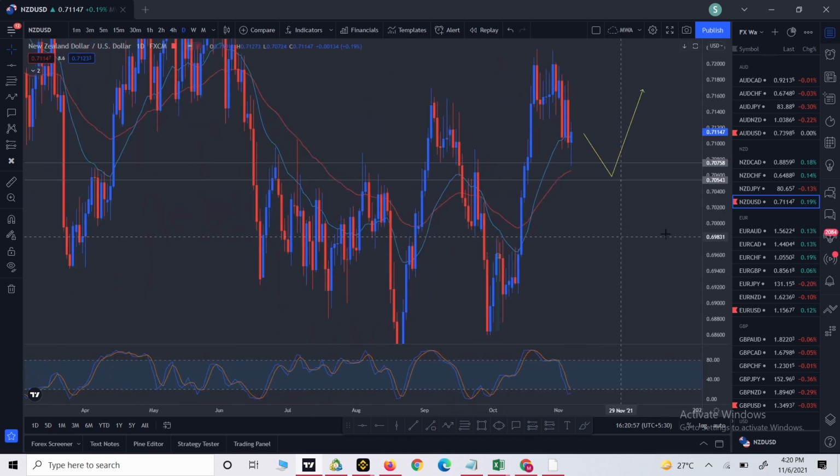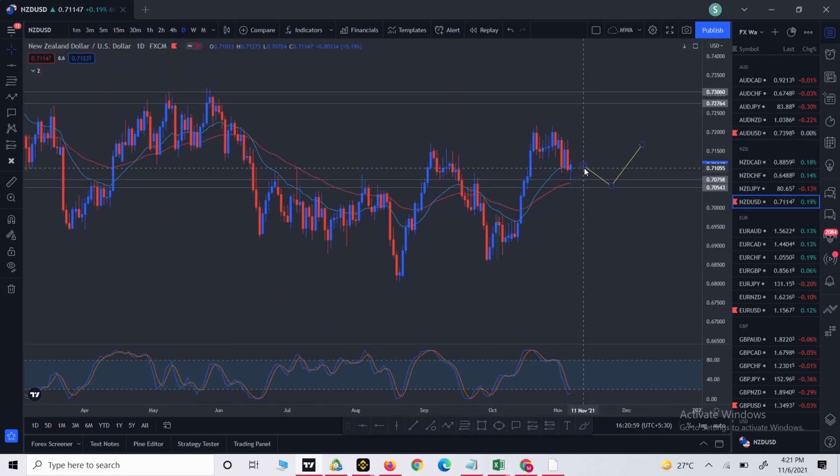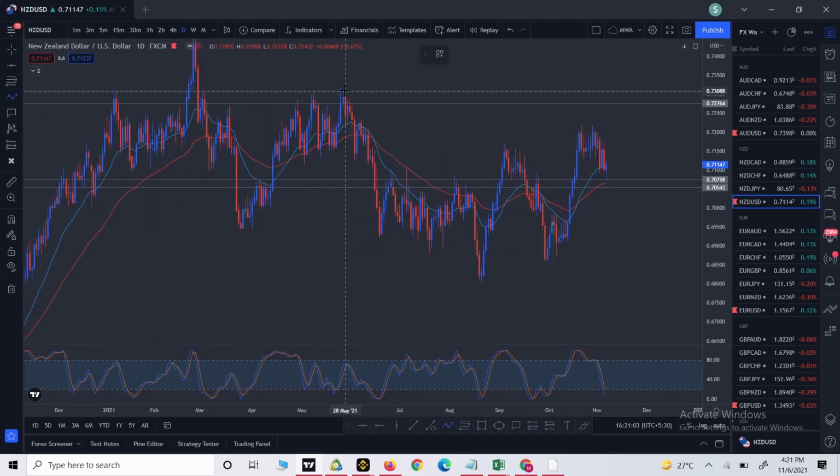So next, let's talk about New Zealand USD on the daily. So we are going to start with the daily. Starting from here, we have the low, lower high, lower low, lower high, lower low. Then the price broke and closed above the previous resistance, made a higher high, higher low, because the price closed above the previous low. So it's a higher low, and then again the price closed above the previous high. So we made a higher high, and now the price is retracing back lower.